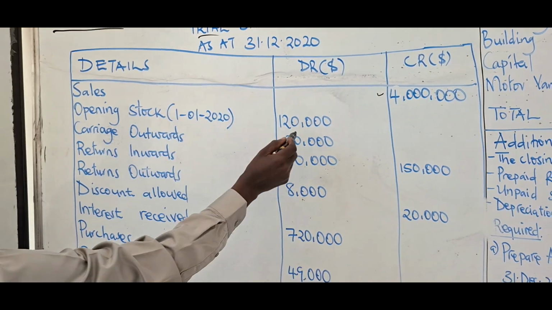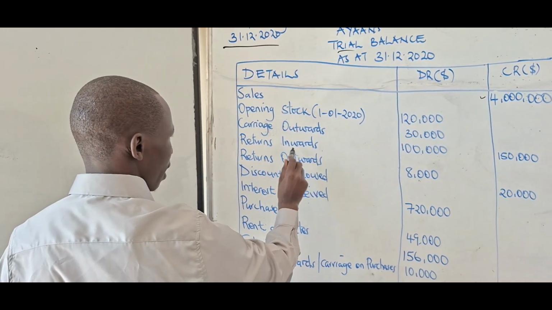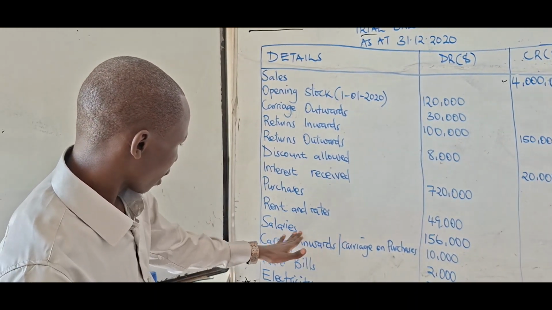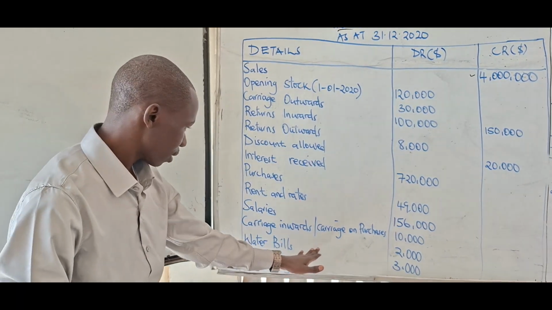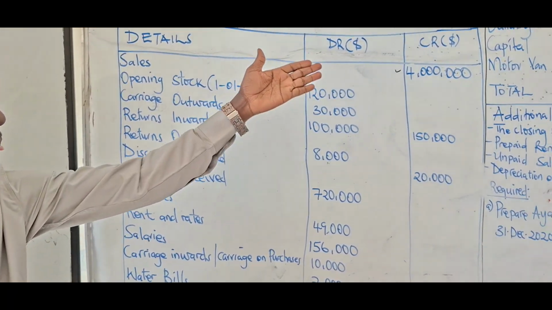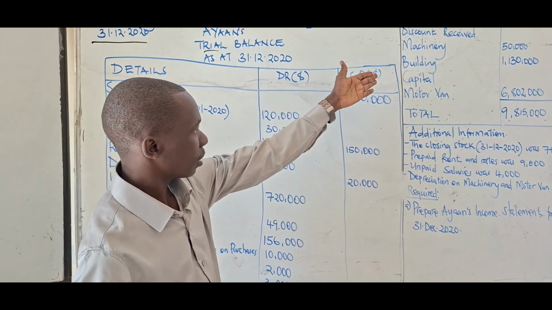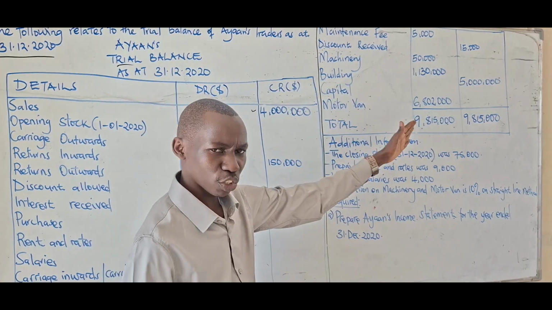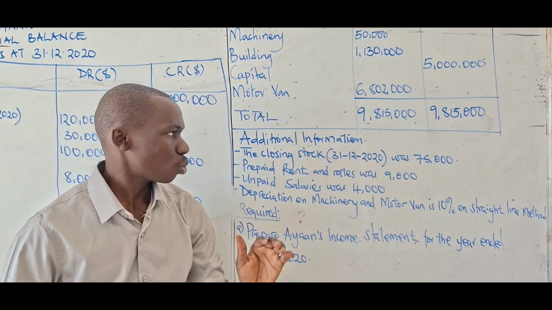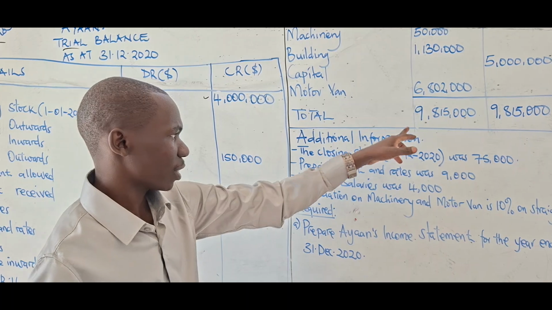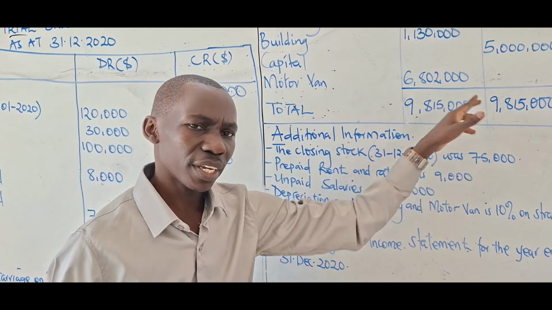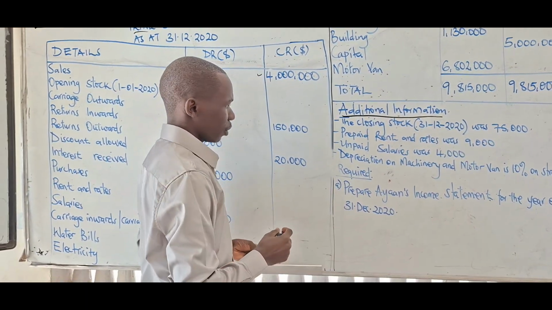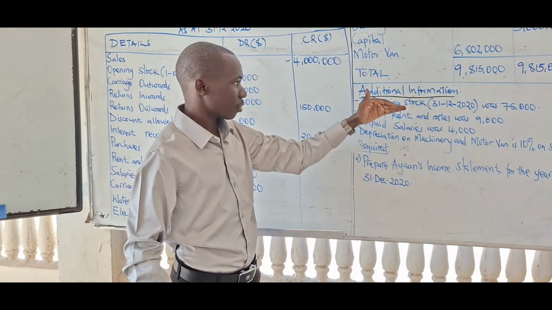They are showing us opening stock, carriage outwards, returns inwards, discount allowed, interest received, purchases, rent and rates, salaries and wages, carriage inwards or carriage on purchases, water bills, electricity, maintenance fee, discounts received, machinery, building, capital, motor van. And then we have our total. As I told you, the trial balance must balance. Debit balances must be equal to credit balances. So that's why we are seeing here 9,815,000, and even here 9,815,000.